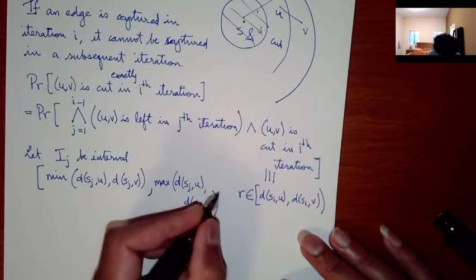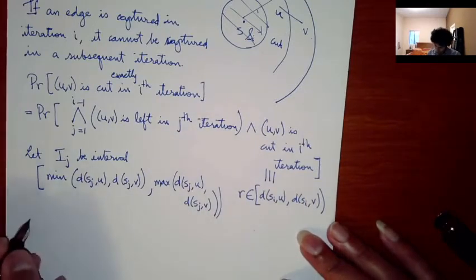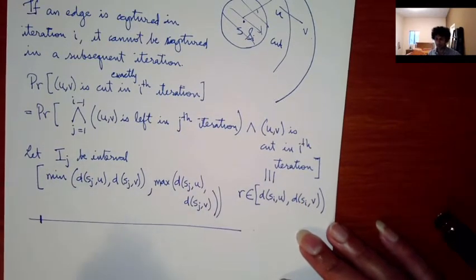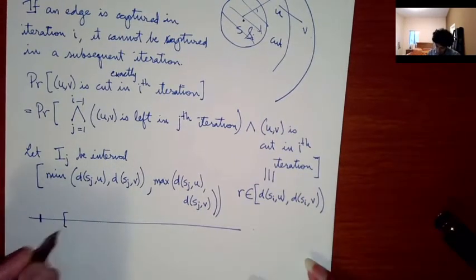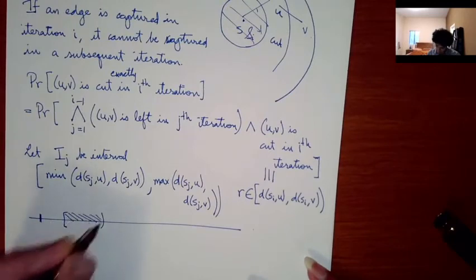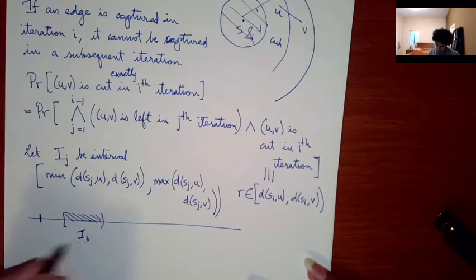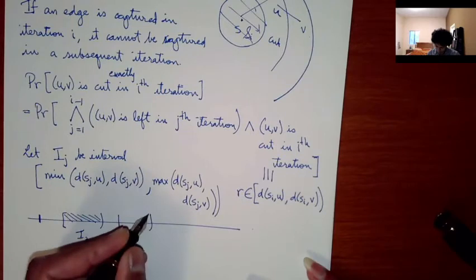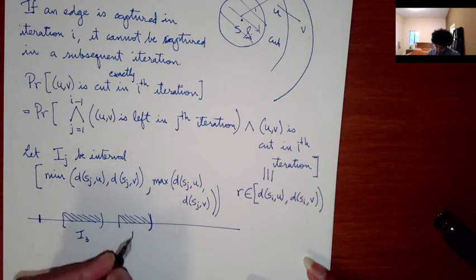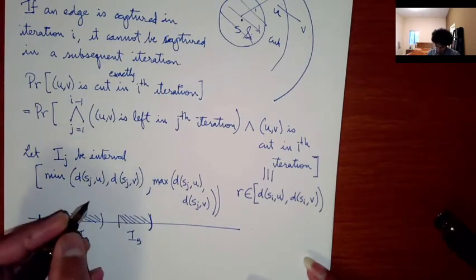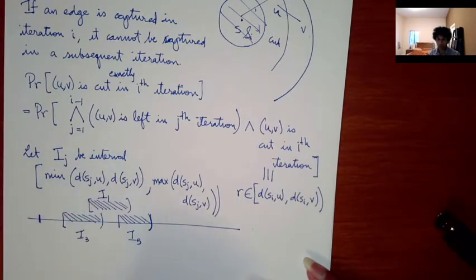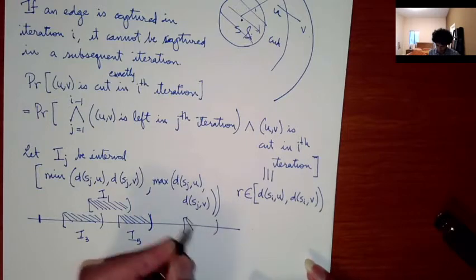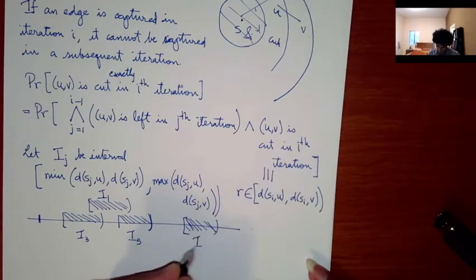I guess technically there's one more, right? So you have all of these intervals, I1, I2, right? So I'm just going to sort of draw these here. So maybe this is I3, this is I5, this could be I1. And let's say this is the ith iteration.